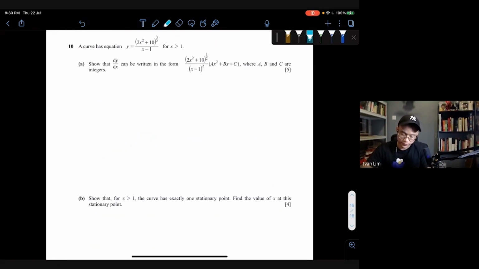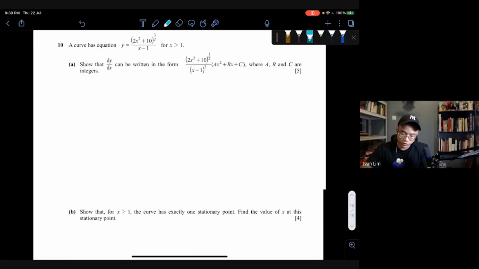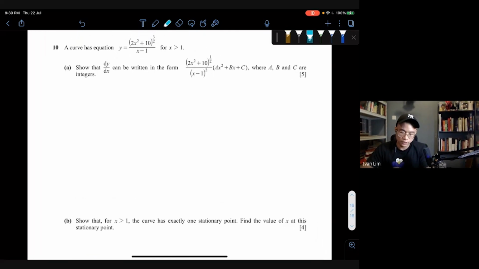Okay, question 10. A curve has equation y equals (2x squared plus 10) to the power of 3 over 2, over x minus 1, for x more than 1. Show that dy/dx can be written in the form (2x squared plus 10) to the power of half over (x minus 1) squared, times (ax squared plus bx plus c), where a, b, and c are integers. So they actually just want us to differentiate it.